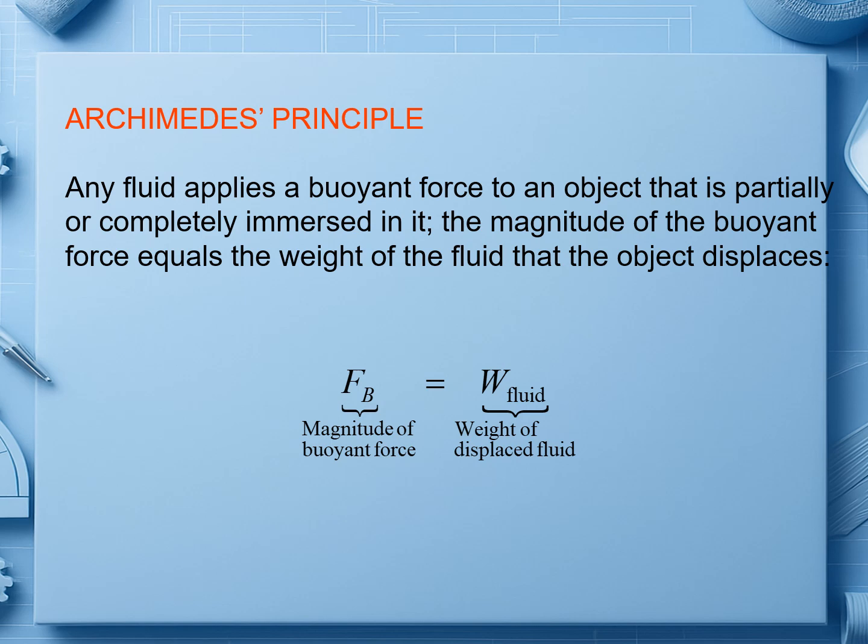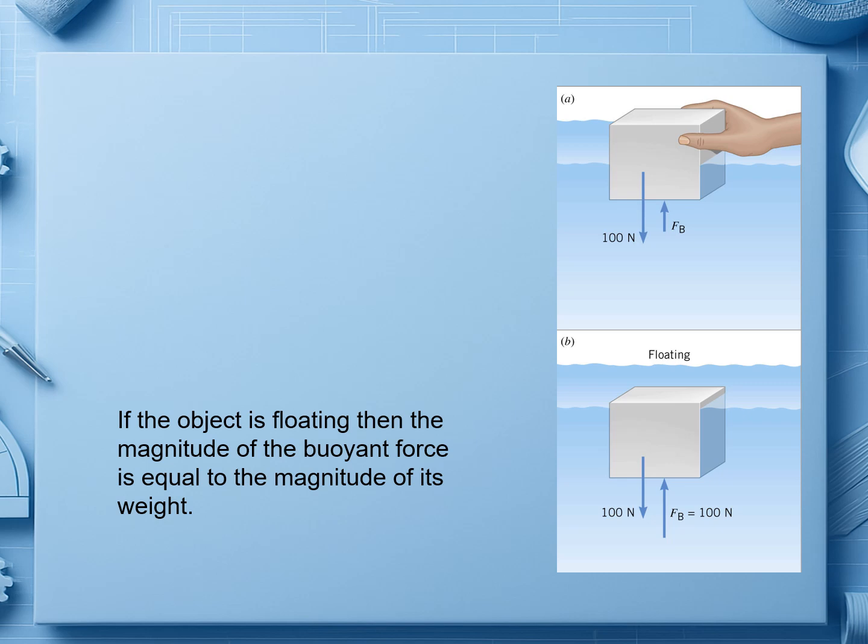Archimedes' principle states that the fluid exerts a buoyant force on objects immersed in it, which is equal to the weight of the displaced fluid. This explains floating and sinking. If the object is floating, then the magnitude of the buoyant force is equal to the magnitude of its weight.